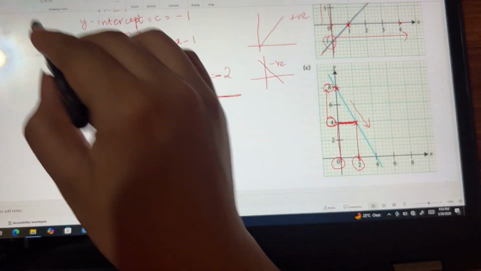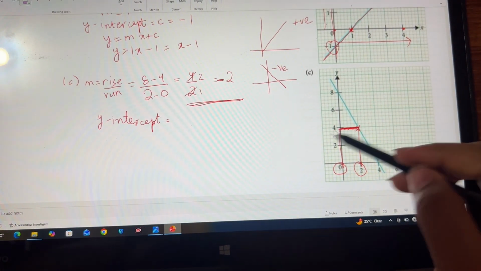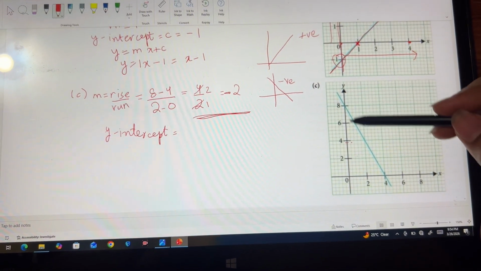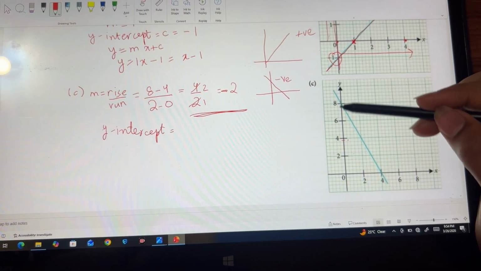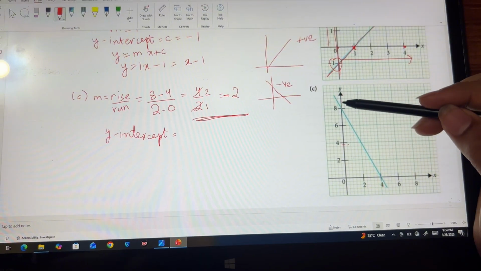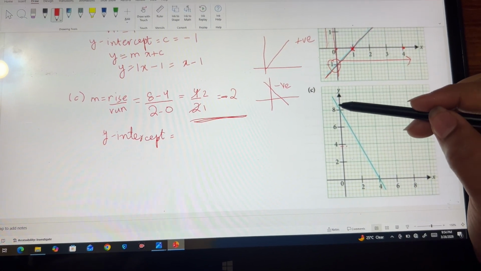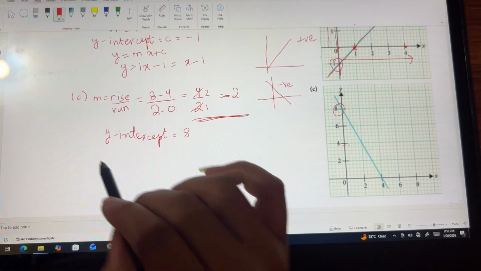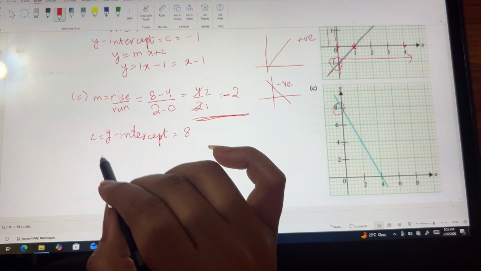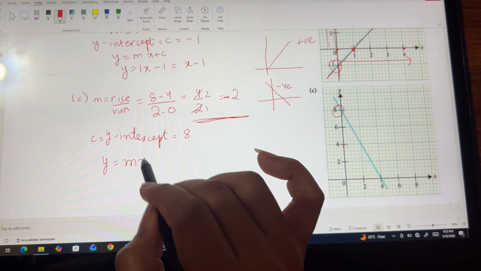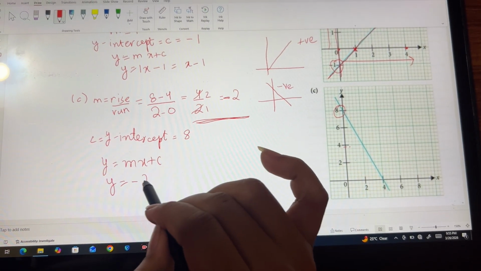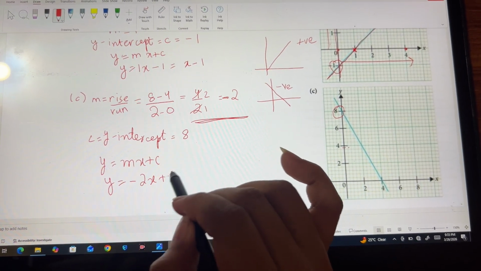Now for the y-intercept, if you look over here, let me erase it. On which point of the y-axis is the line touching? You see it is on 8. So the y-intercept is 8. So your equation will become y equals mx plus c. Your m is negative 2, so y equals negative 2x plus 8.